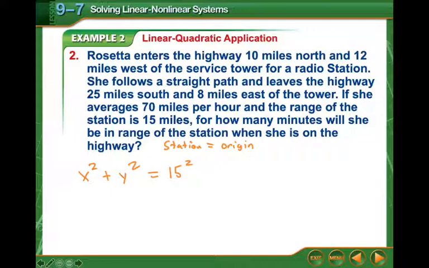Now, that's our circle. Finding the line is not so easy. What we need to do is figure out the points on the line where she enters and exits, so that we can use those 2 points to find the equation. The 2 points we know: she's 10 miles north, so that's the y. We need to make sure of that because the work I've seen for this problem before is incorrect. It has it backwards. The 10 miles north is great. The 12 miles west is negative, so it's negative 12, 10 is our first point. That's when she enters.